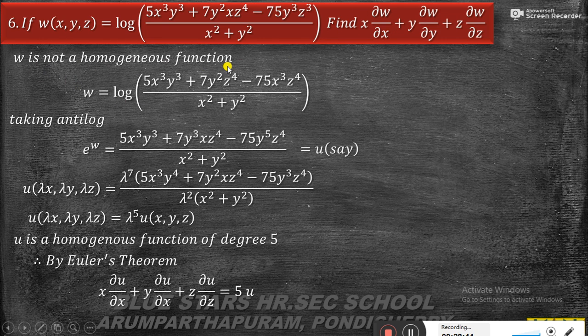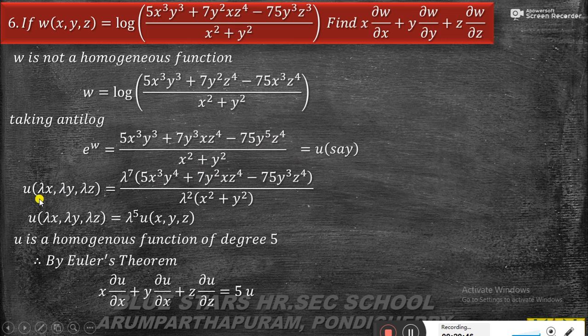So w is not a homogeneous function, so w equals log of (5x³y⁴ + 7y²xz⁴ − 75y³z⁴ by x² + y²). Taking the anti-log, that means taking the exponential on both sides, so e to the power w equals, the exponential and log cancelled, 5x³y⁴ + 7y²xz⁴ − 75y³z⁴ by x² + y², equal to u.